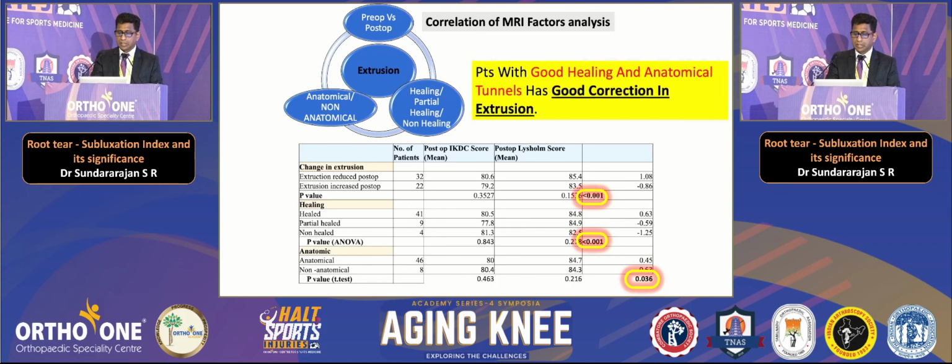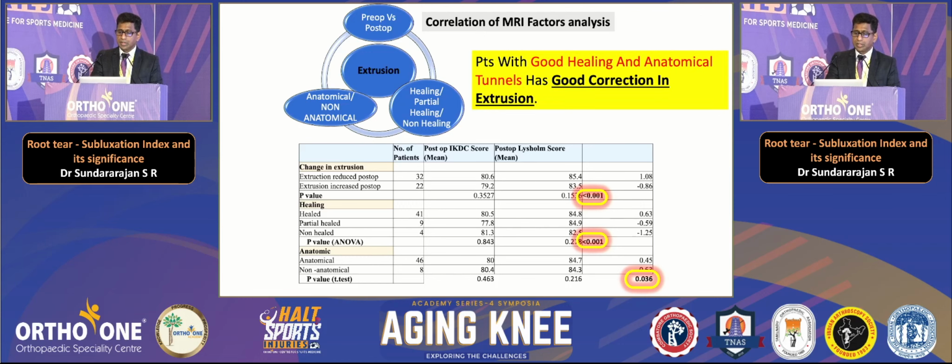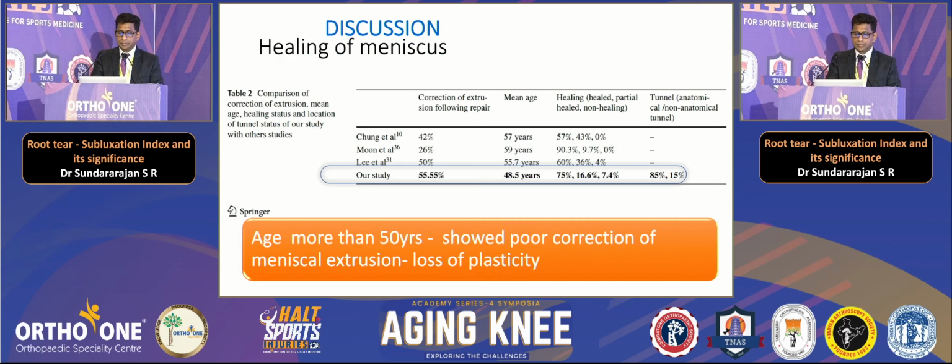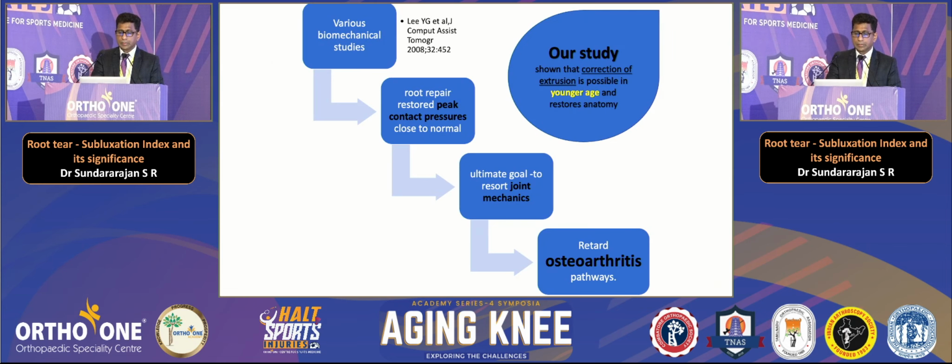We can also see that patients with good healing and anatomical tunnels had good correction. So making an anatomical tunnel with good healing of the meniscus also gives you good correction of the subluxation of the meniscus. This was also done with intra-observer reliability. And you can see that any age more than 50 years showed poor correction of the meniscal extrusion. That may be a loss of plasticity.